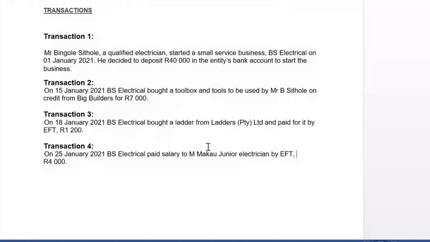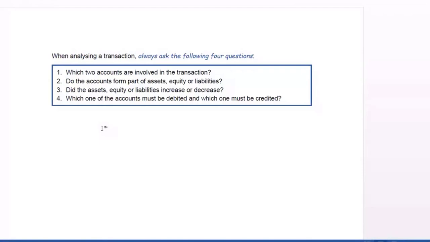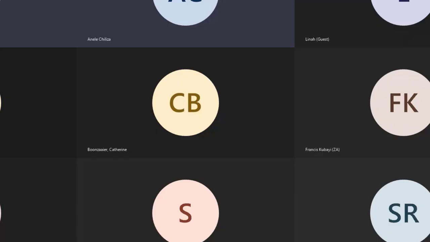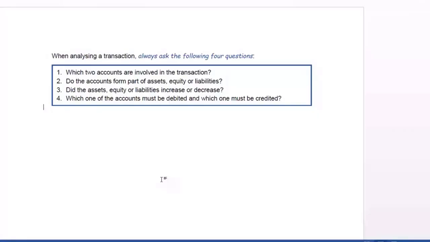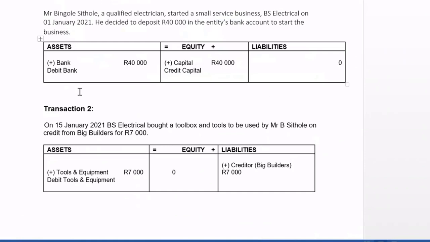Let's look at the third point: did the asset, equity or liability increase or decrease? On that second transaction, the asset, toolbox, increased by 7,000, and the liability increased by 7,000. When you look at the accounting equation, what you just said is the same as the third point in your double entry principle. Let's look at the accounting equation, transaction number two. Do you see what I'm talking about?